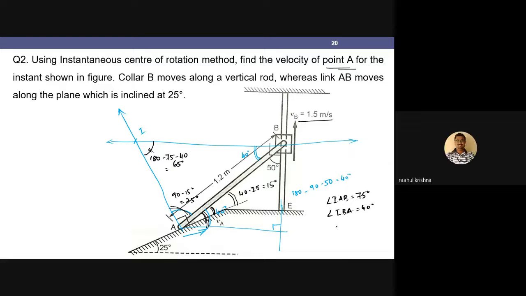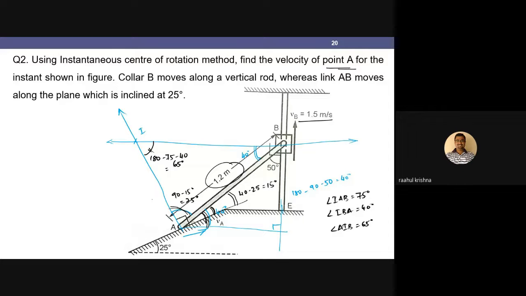So angle AIB, it is 65 degrees. Now we have to look at it in terms of lengths. For triangle IAB, I know one length. I have found out all the three angles. Now it is just a case of mathematics and applying sine rule.